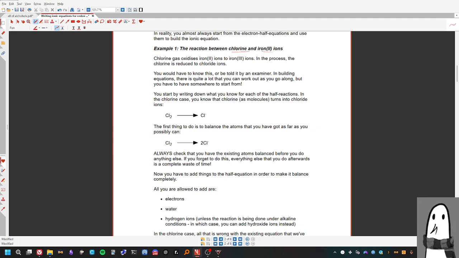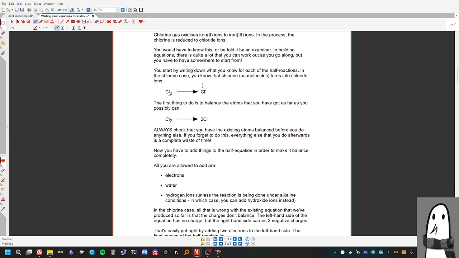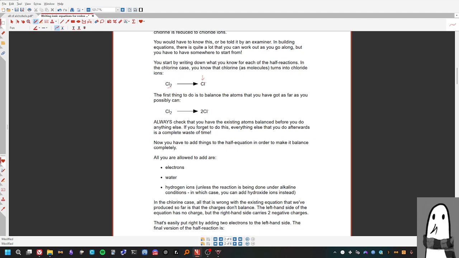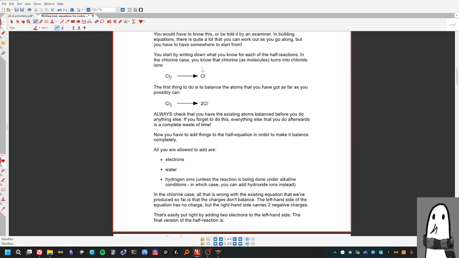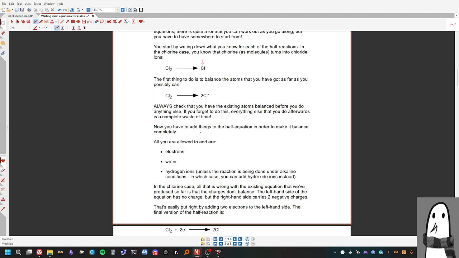As it says that you're going to be reducing your chloride ions, so your Cl2 is going to be forming Cl minus ions. The first thing you can do is balance them. So you can turn Cl2 into 2Cl minus. Always check that you have the existing atoms balanced before you do anything else, because if you forget this, everything else that you do afterwards can be a complete waste of time.